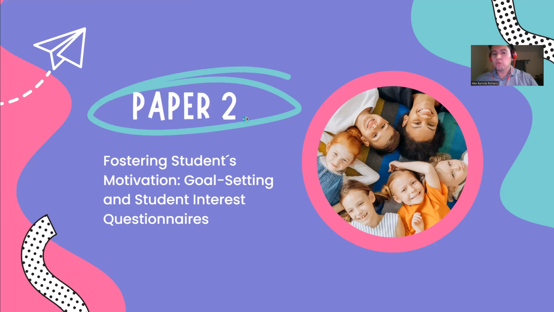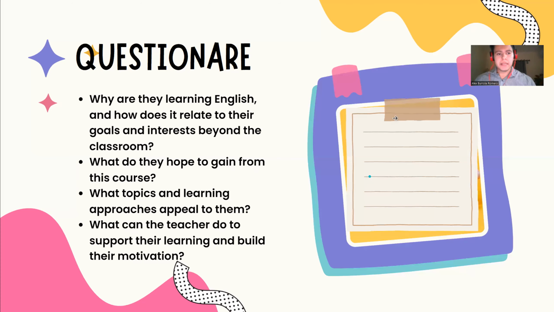Okay, and that one was paper number 1, the first one. So let's start with paper number 2, which is called Fostering Students' Motivation, Goal Setting, and Students' Interest Questionnaires. Well, as you can see from the title, this one is a questionnaire. It is a questionnaire to see the motivations of the students. Why do they want to learn English? And what do they think that they are going to achieve in the English course? And well, the questions are related to those 4 points.